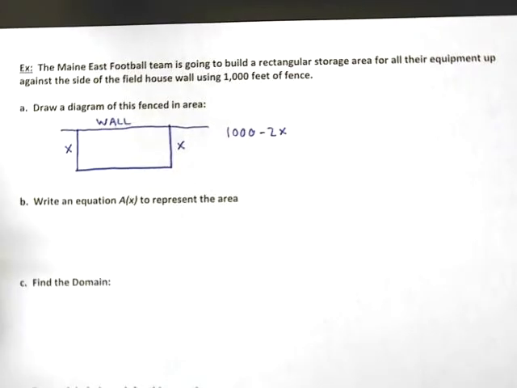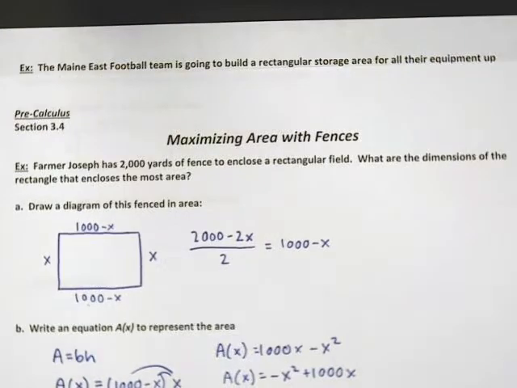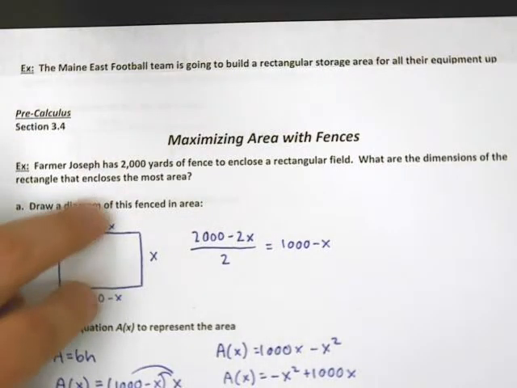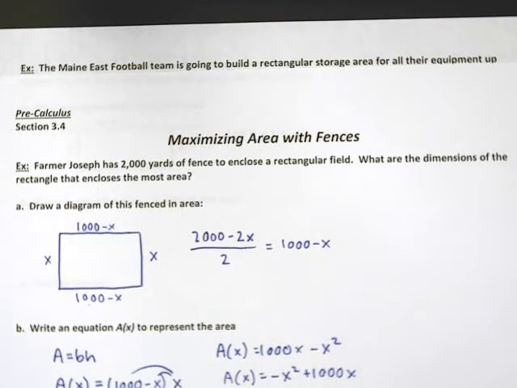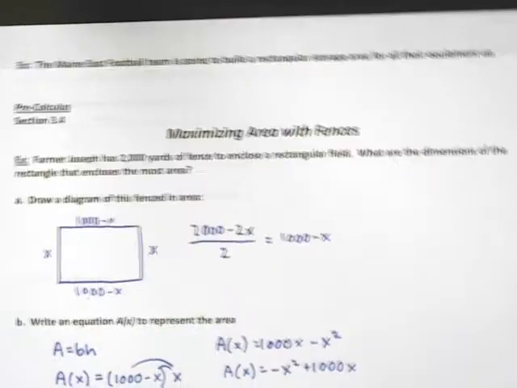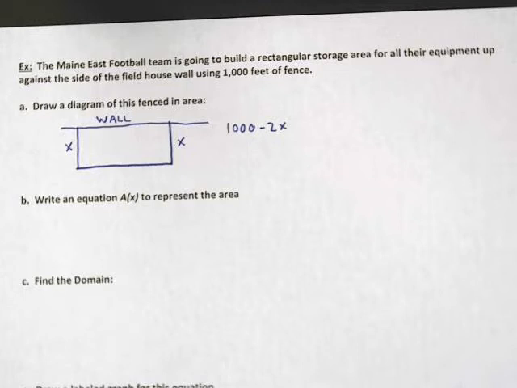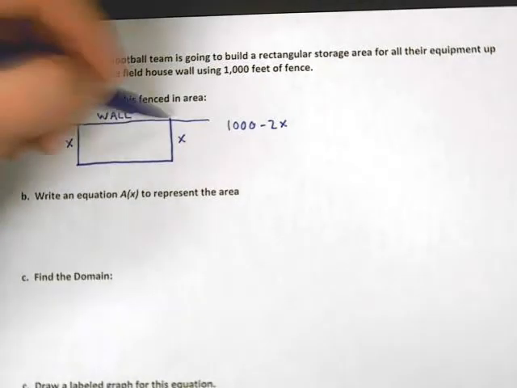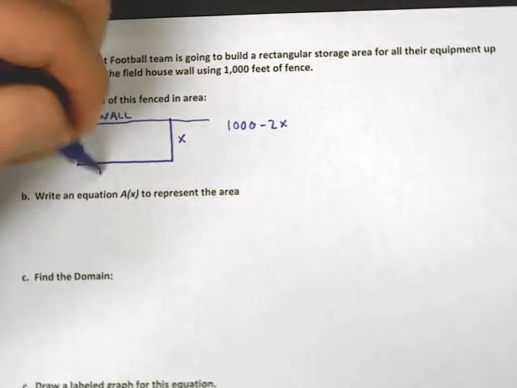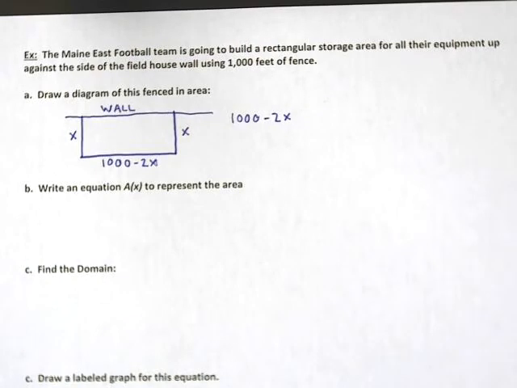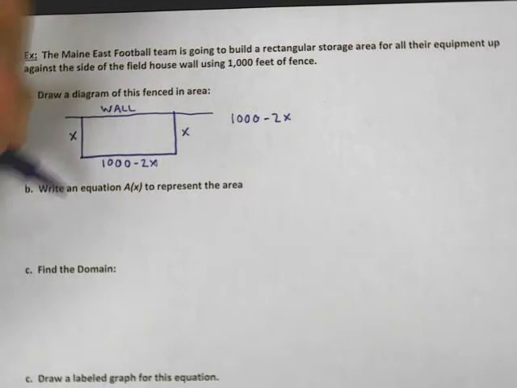Now normally, if we go back and think about this on our other picture, I had to divide by 2. Why? Because I had two sides of fence to use, this 2,000 minus 2x, so I had to divide by 2. Do I have to divide by 2 here? I do not, because I only have one side of fence remaining. So 1,000 minus 2x. All right?